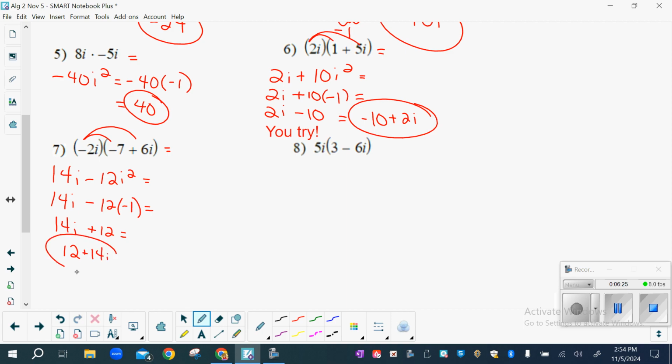Go ahead and do number 8, please. She said standard form, so will you get points marked off? If you answer 14i plus 12, you get some points for that. It's not going to be a lot, but it needs to be in standard form. Go ahead and do number 8.